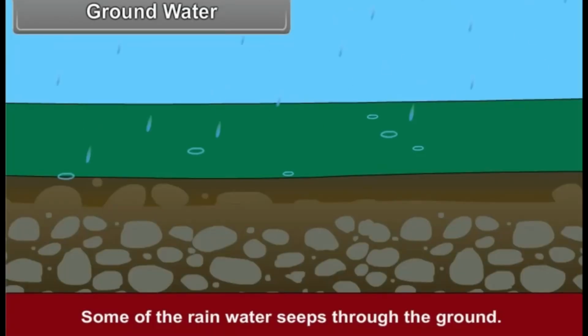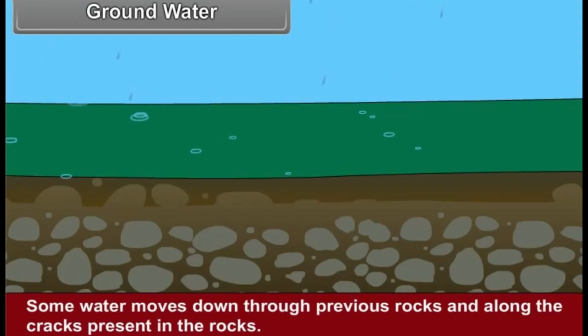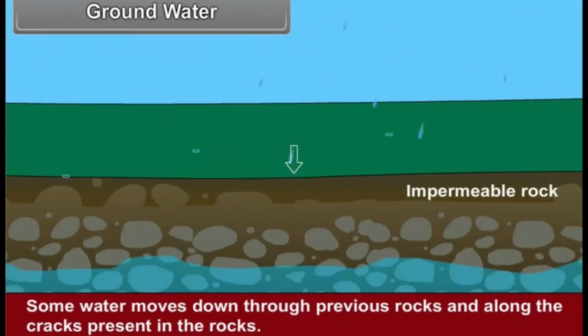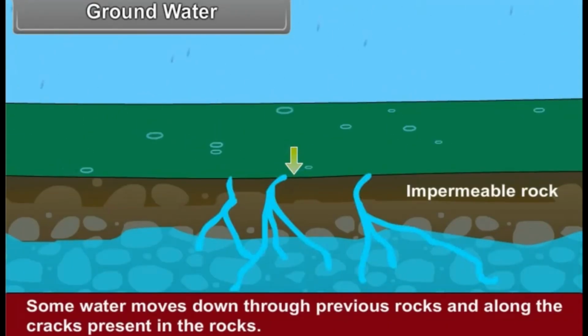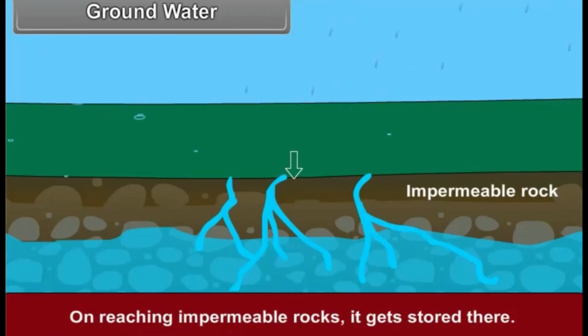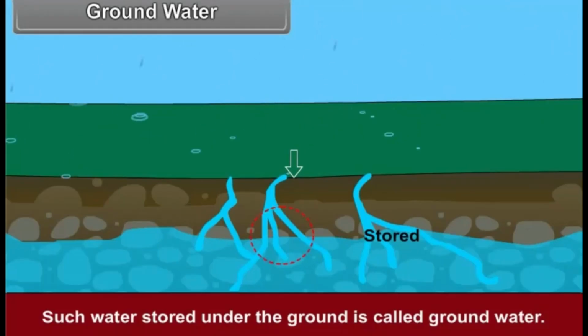A. Groundwater. Some of the rainwater seeps through the ground. Some water moves down through pervious rocks and along the cracks present in the rocks. On reaching impermeable rocks, it gets stored there. Such water stored under the ground is called groundwater.